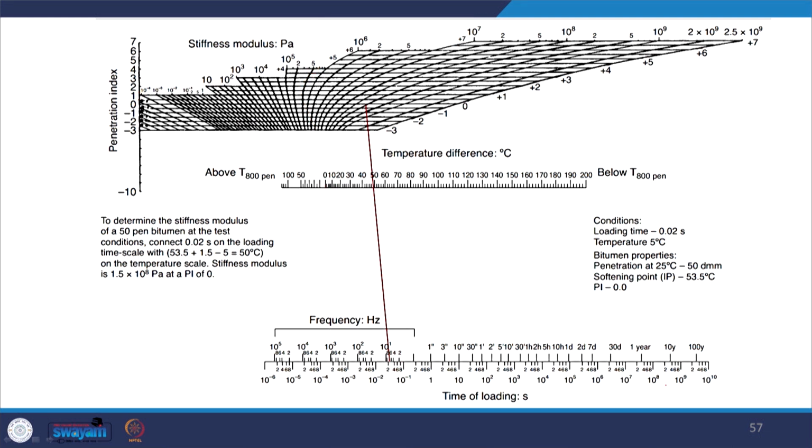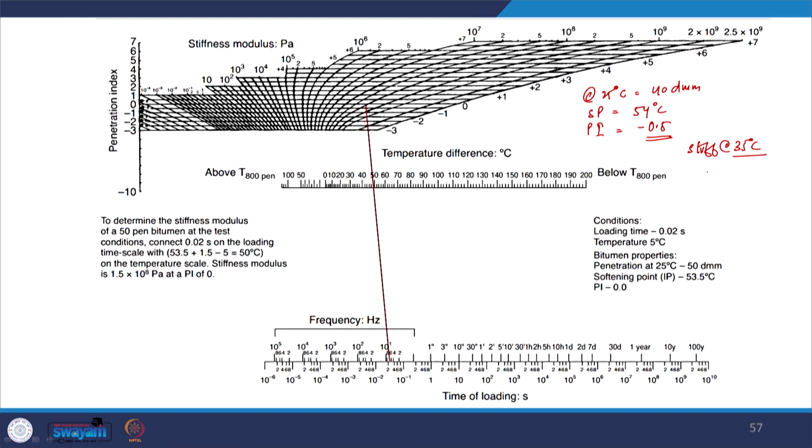So, we will use the similar example which we discussed while deriving the penetration index. Let us say that the penetration at 25 degrees Celsius is 40 dmm, the softening point is 54 degrees Celsius, and the penetration index which we calculated was around minus 0.5. And we are interested to find out the stiffness at 35 degrees Celsius, which let us say is the average in-service pavement temperature in tropical climates.